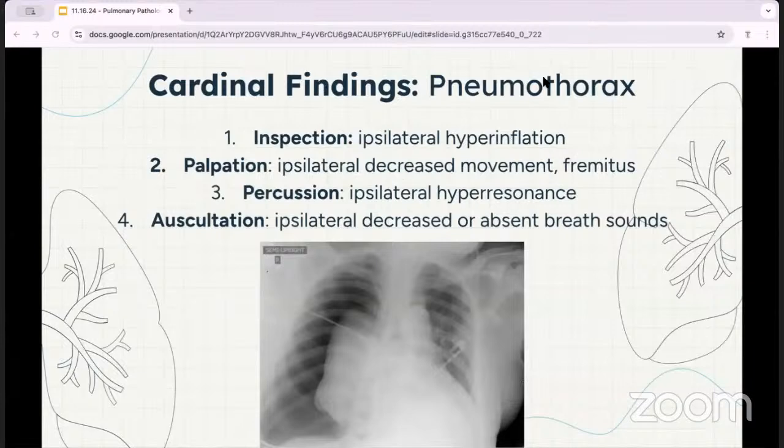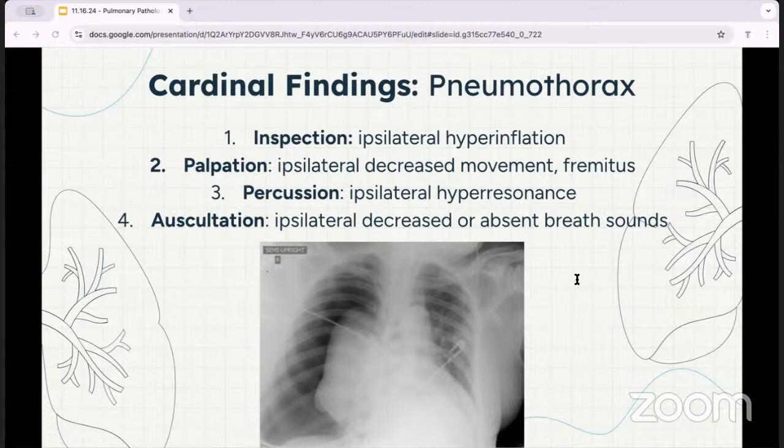All right, now let's talk about the cardinal findings for a pneumothorax. When you're examining a patient, you might notice ipsilateral hyperinflation. Ipsilateral means basically affected on the same side, where the affected side of the chest appears larger due to trapped air. And there may also be decreased movement of the affected side during breathing. On palpation, you'll find decreased fremitus on the side of the pneumothorax because the air blocks vibrations from reaching the chest wall. And in more severe cases, you might see something called a contralateral tracheal shift, where the trachea sometimes gets pushed to the healthier side due to pressure from the pneumothorax.